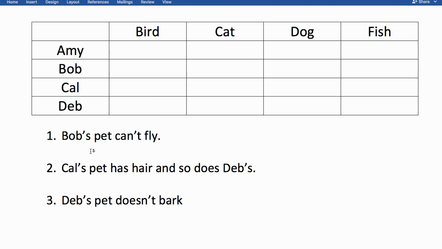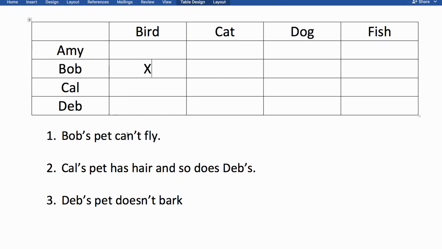The first one is that Bob's pet can't fly. So if we look at Bob and the possibilities, a cat, a dog, and a fish can't fly. So what that does is eliminate the bird from Bob, because birds can fly, unless Bob owns a penguin, which is probably not likely. Birds fly, so the cat and the dog and the fish are our possible selections for Bob. So we've just eliminated bird.